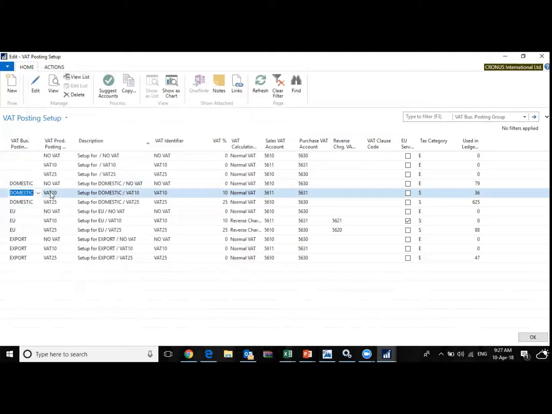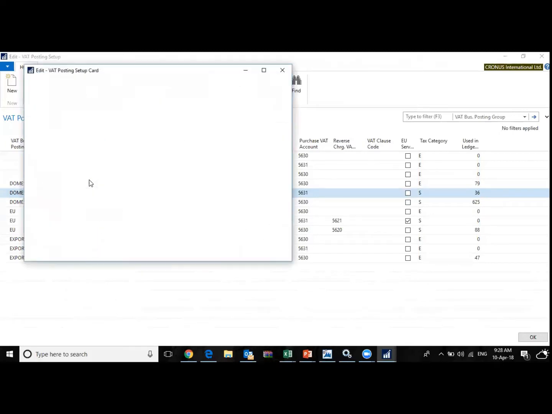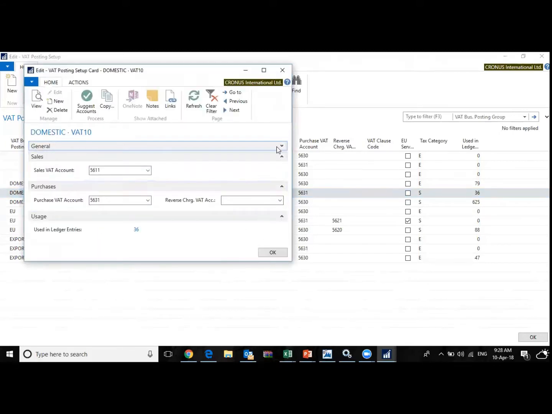Okay, then you have something called domestic and VAT 10. So here it automatically tells you that if the transaction is happening domestically and the VAT product posting group is 10%, that means that for this item the VAT product posting group is 10, which means for this item it will be calculated as 10%. Okay, so if you go there, you'll find the same setup here.